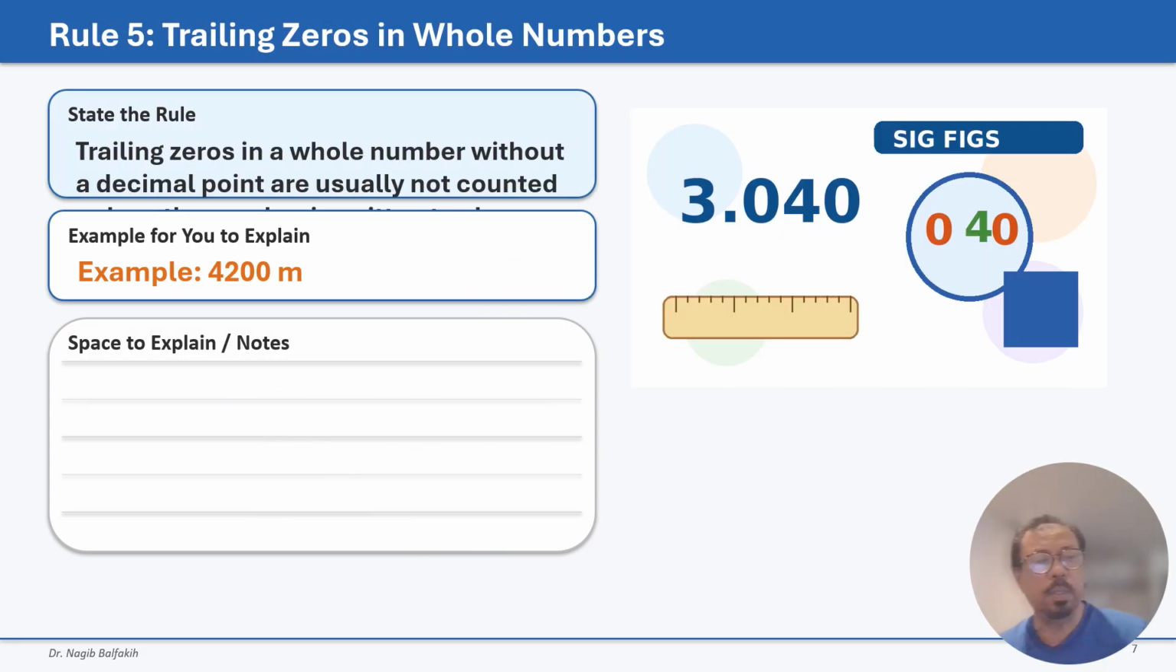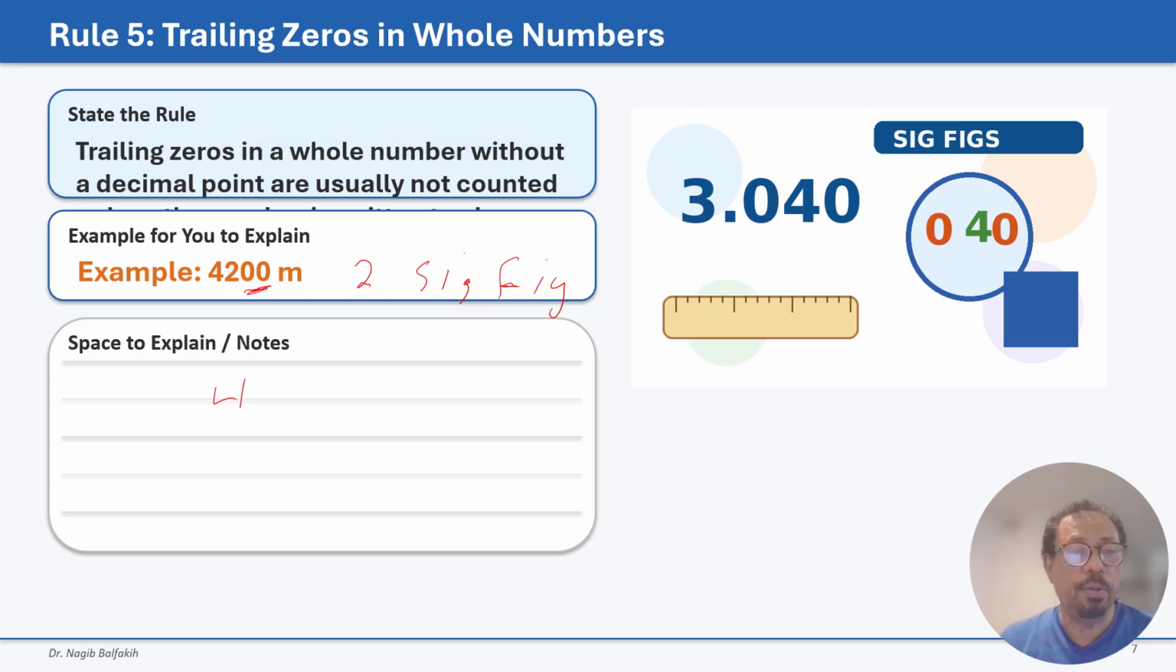Okay, this is a good one. So another slide emphasizing what I have just said. Trailing zeros in a whole number without a decimal point are usually not counted. So we have here 4,200. We have only two sig figs. The two zeros in here are not counted.